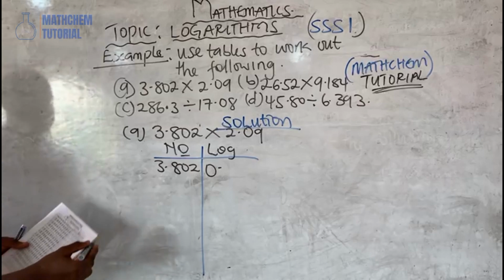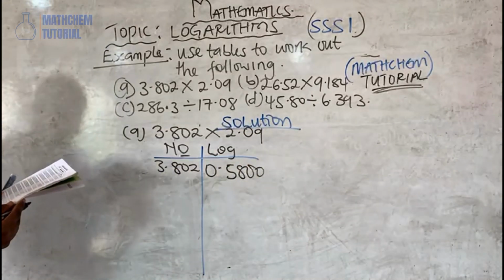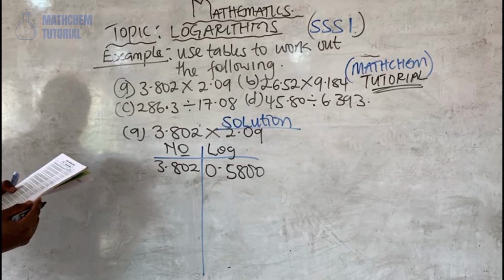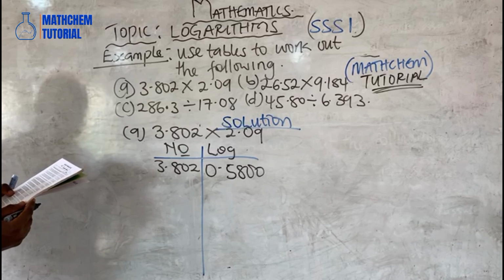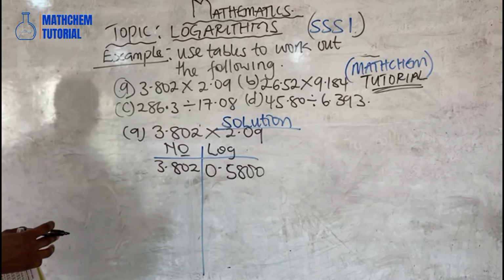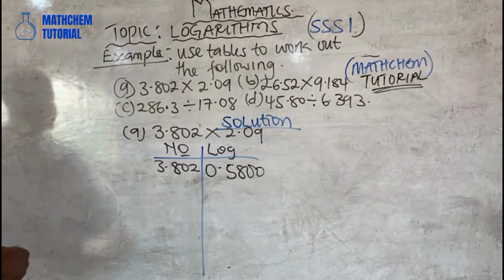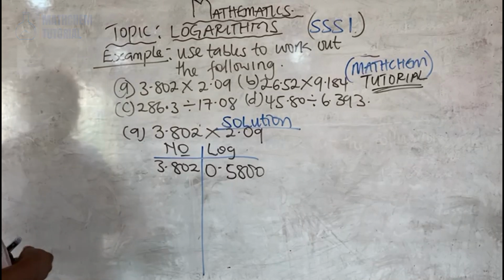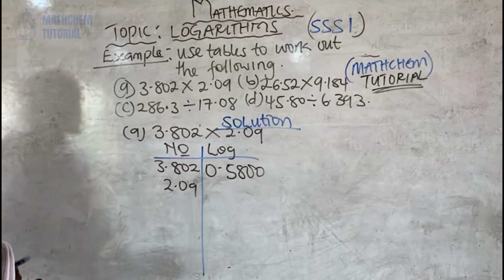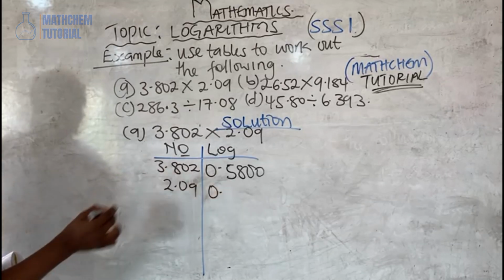So you come here to write 5800 because log 38 under 0 gives 5798. So plus 2, that will be 5800. So that is the log of 3.802, which is 38 under 0 difference 2. So you also write this particular number again, which we have here, which is 2.09. You write it here, 2.09. Also look, this decimal point is at the first integer as well. This is going to also be 0 point as well.